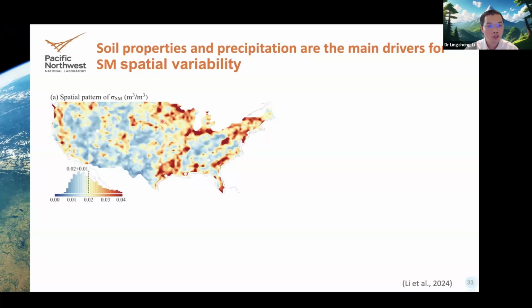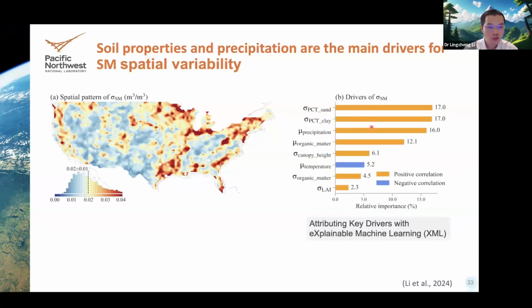You can see some larger values here with larger spatial variability across most of the corners, highlighting the K-scale parameters or K-scale modeling value, because it can provide you high spatial variability, high spatial information. And then we use the attribution analysis to attribute which factors can determine the spatial patterns of the spatial variabilities. And we find that the soil properties, clay and sand percentage, and also the precipitation are the major factors driving the spatial pattern of the spatial variability.